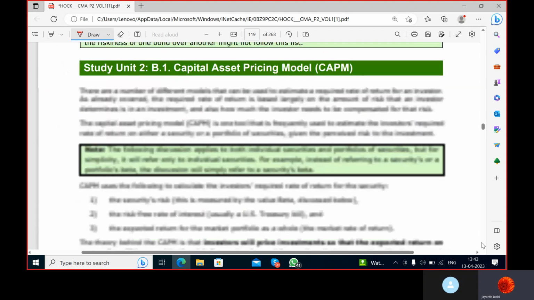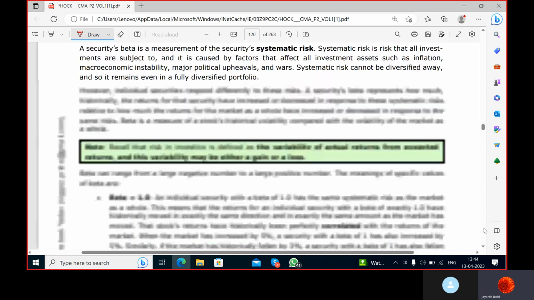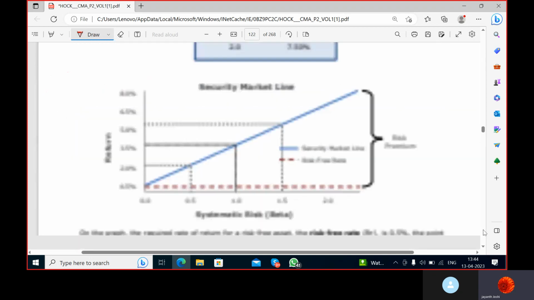Now next comes the CAPM model. See what this CAPM model tells? Please try to understand.